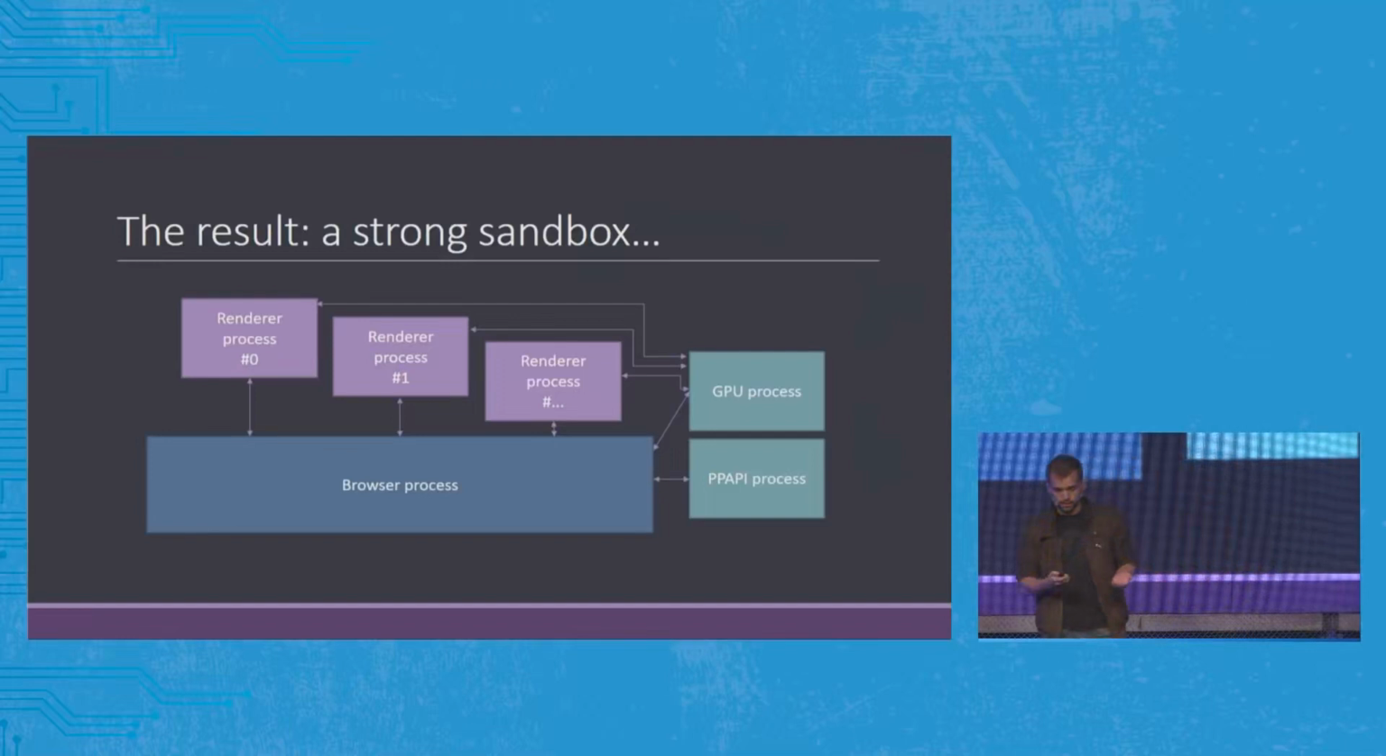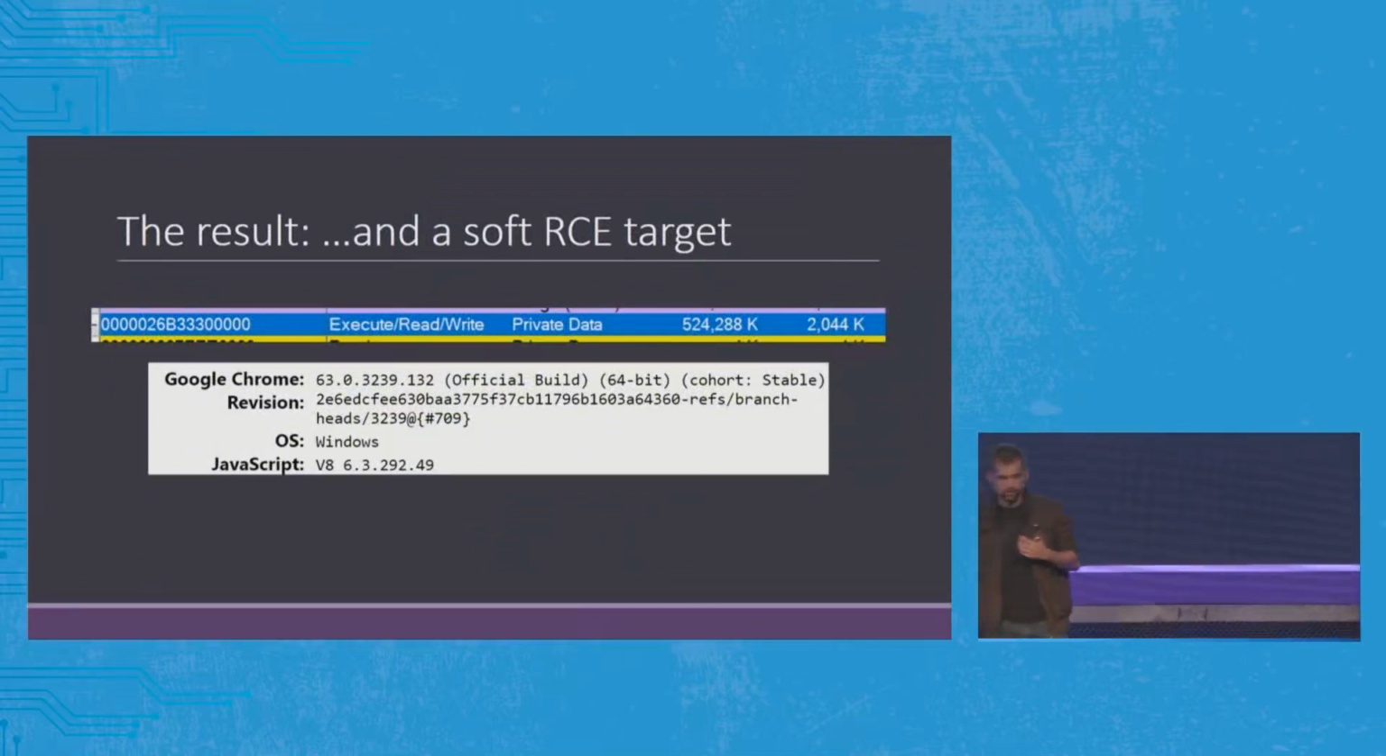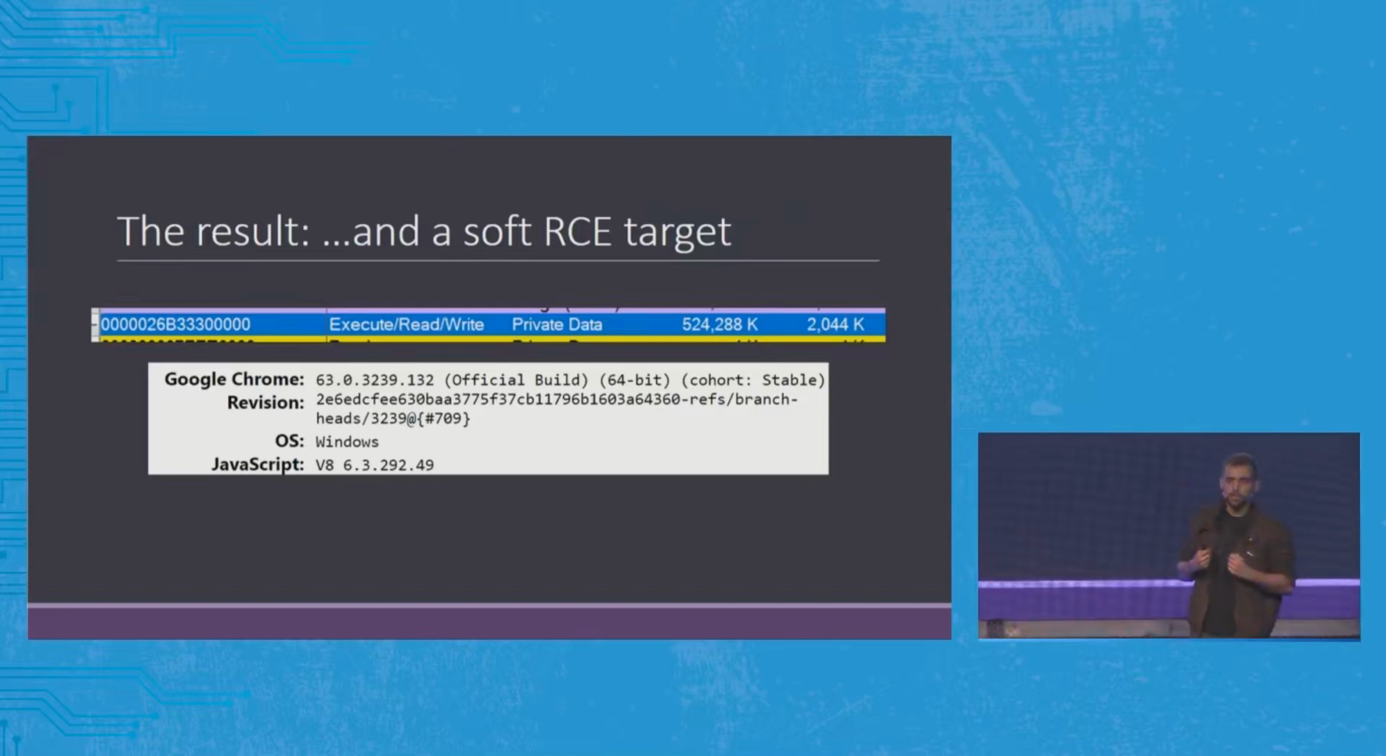So overall, it's a pretty strong sandbox model. On the flip side of this, though, we have a very soft RCE target. As Justin was saying in that previous slide, we've been making, as Microsoft, some pretty strong RCE mitigation investments, but that's not necessarily been the case for Google, at least for Chrome. An easy way to see that is this is just the latest version of Chrome as of yesterday, at least, Google Chrome version 63.